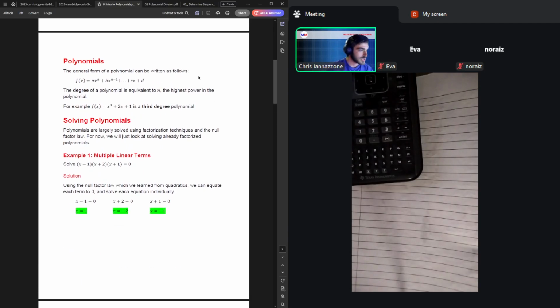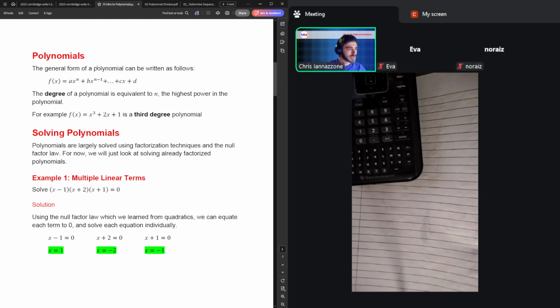So, from the screen share. Polynomials. So what is a polynomial? It is simply a sequence of terms that are x to the power of something. So in this case, you can see you've got a x to the power of n, b x to the power of n minus 1. You have a sequence of x to the power of n type terms.